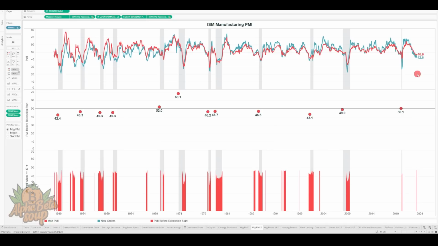And where we'll start today is right here on your screen, the manufacturing PMIs. This chart might be familiar to you from a previous video in this series, and I want to bring it up to kind of lay the groundwork for what we're going to talk about today. So the PMI is one of the factors informing us about the likelihood of recession.